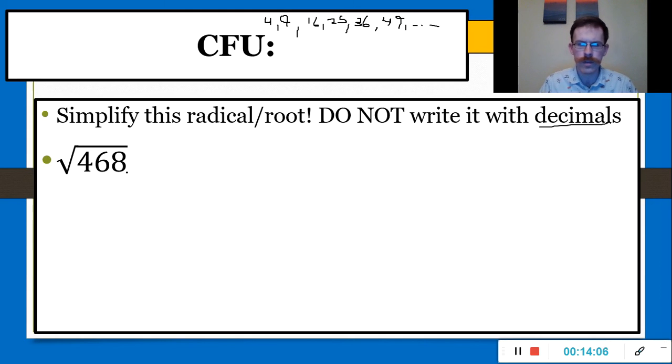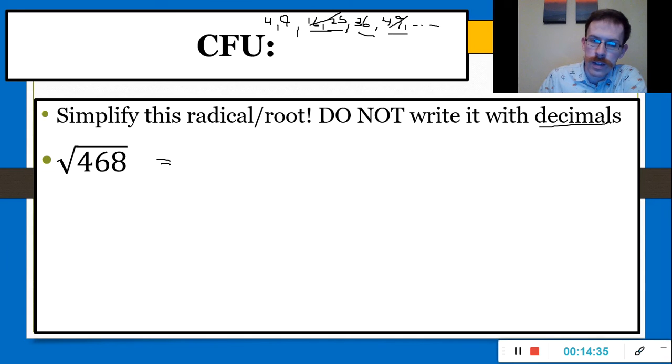Now, I know that 468 is divisible by 16, because that's going to be... actually, no, it's not. 468 is divisible by 4, but I don't want to use 4. I want to use the largest one possible. It's not divisible by 49, and it's not divisible by 16 or 25. I'm going to try 36.